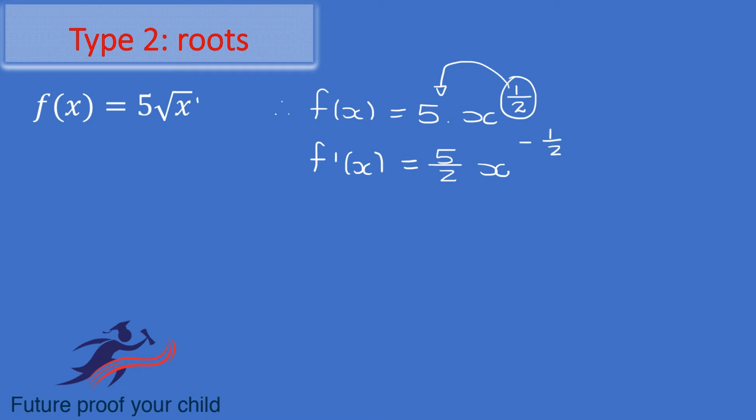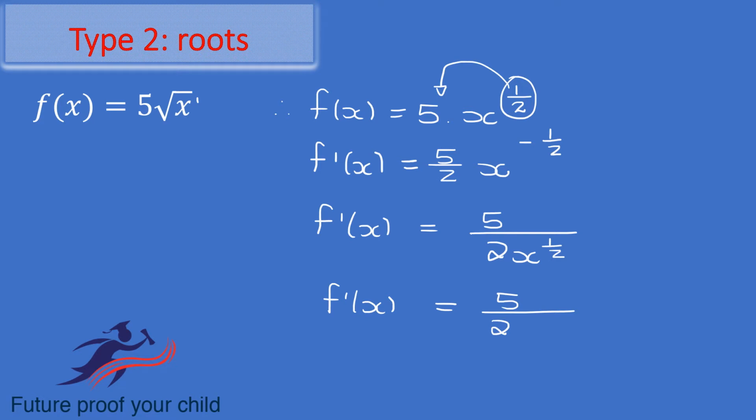We don't leave our answers with negative exponents. So to make it positive, we will rewrite it as 5 over 2 times x to the power of positive a half. We can neaten it up a little bit, so we can write it as 5 over 2. And please remember that the bottom one tells you what type of root. So in other words, it's a square root. And then the top one tells you what power. So it's x to the power of 1. And there is your derivative.